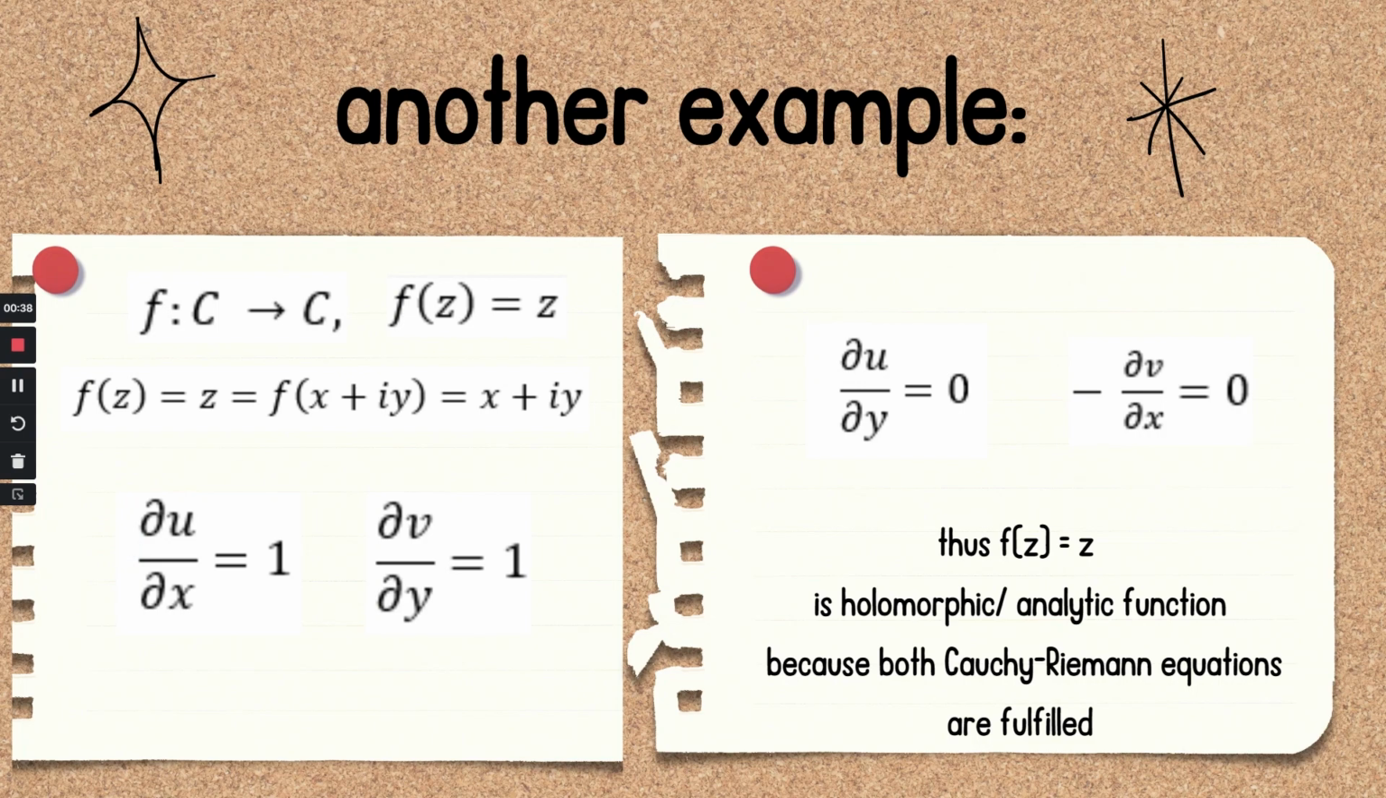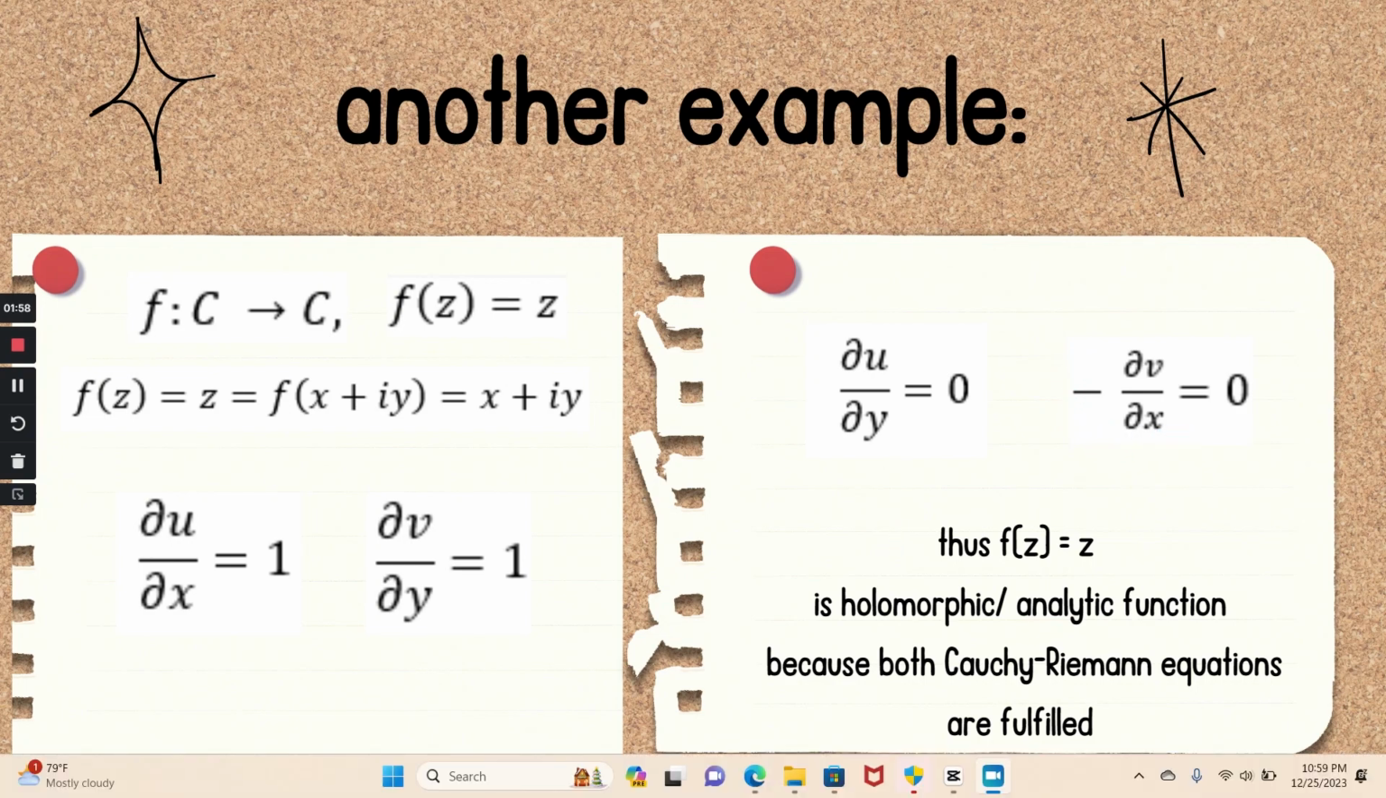Let's write the partial derivatives. du over dx is simply 1, and dv over dy is also 1. Therefore, they are equal. Now, let's move to the second equation. du over dy is equal to 0, and negative dv over dx is equal to 0. Thus, the function f of z is equal to z is holomorphic or analytic because both Cauchy-Riemann equations are fulfilled.